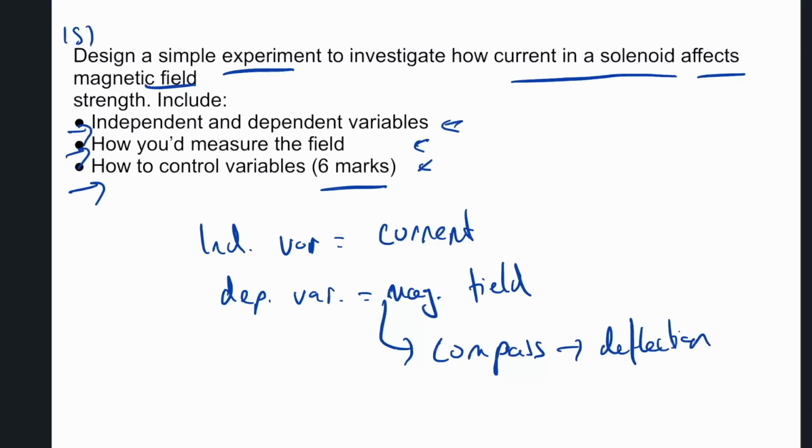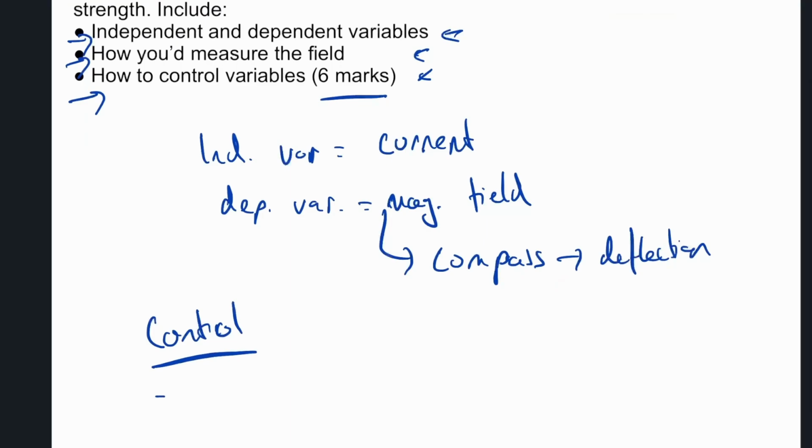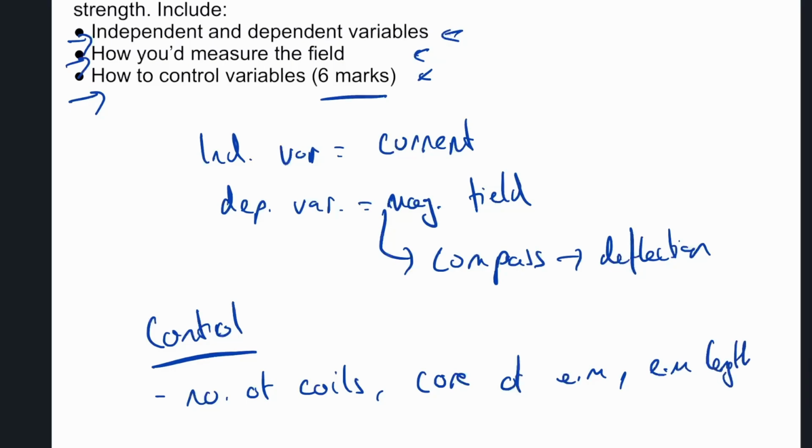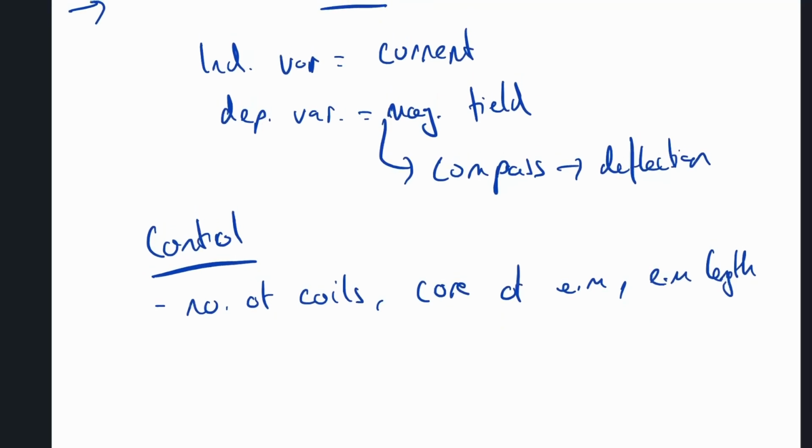And the last one then is basically how to control the variables. One thing that you could say is you want to keep some things the same, right? So these are your control variables. So I'll just write control. There's a few things that you might want to control, like the number of coils in your electromagnet, the core of the electromagnet, and the electromagnet length. Basically you want to use the same size and all the dimensions of the electromagnet. That should all be the same, and that should be considered control variables.